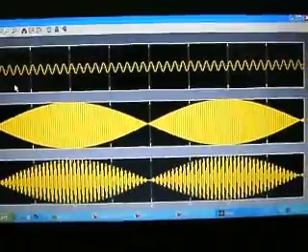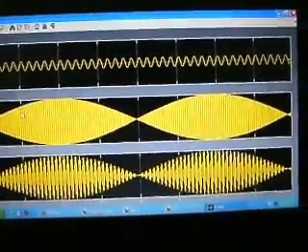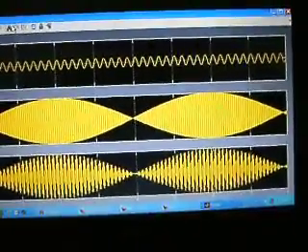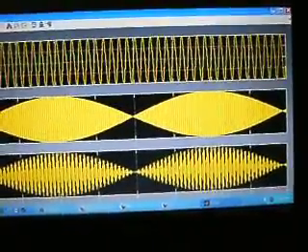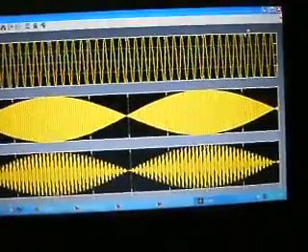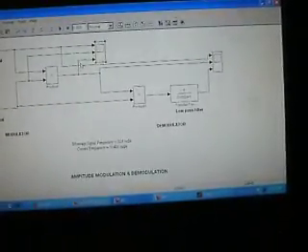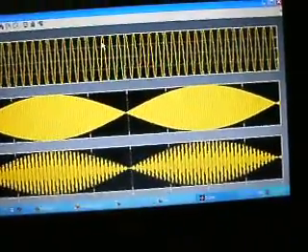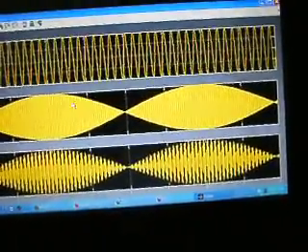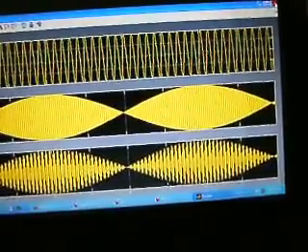Here you can see this is our message signal and this is our modulated signal. This is our message signal, this one is our carrier signal and this is our modulated signal. So first one is message signal, second one is AM signal, and third one is our carrier signal.